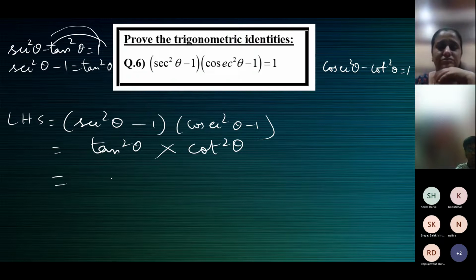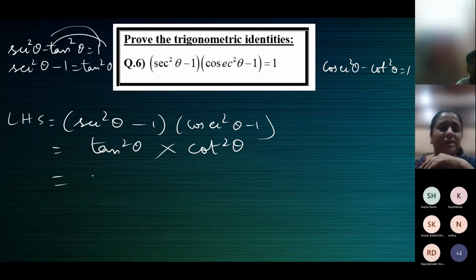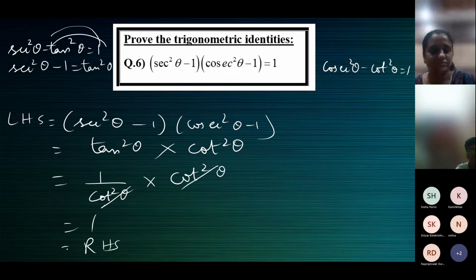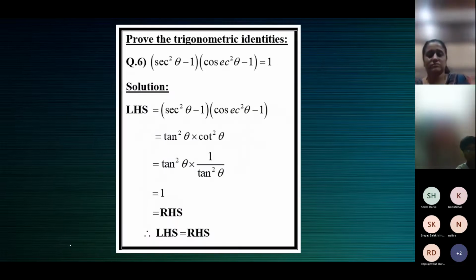Next, what will you do? You must get 1 in the RHS. What's the next step? Tan square theta, 1 by cot square theta. Very good. Tan square theta can be written as 1 by cot square theta into cot square theta. Or you can also write cot square theta as 1 by tan square theta. So it gets cancelled and we get 1, which is the RHS. Very good. Are you done, children?